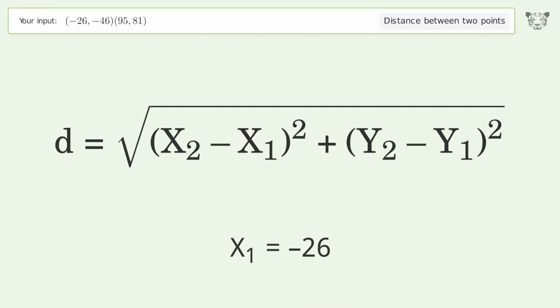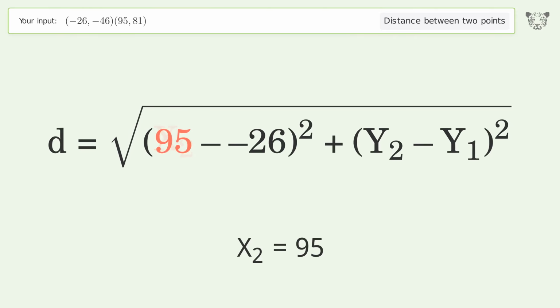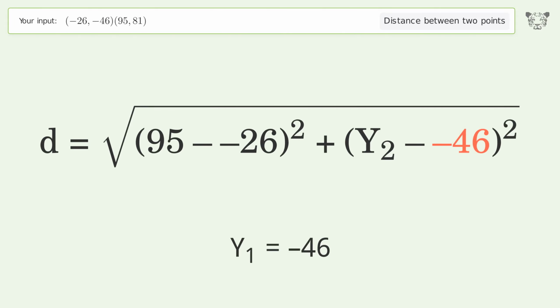x1 equals -26. x2 equals 95. y1 equals -46. y2 equals 81.